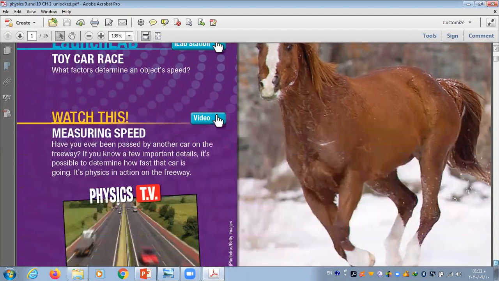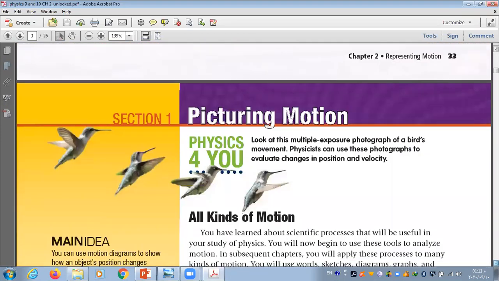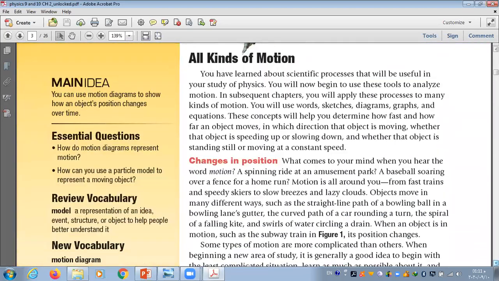Before we start, I want someone to remind us about the meaning of motion and the types of motion. So what is the meaning of motion? Who can remind us? Abdulaziz. Yes. Motion is when an object or a person changes its position over time. Excellent, Abdulaziz. Thanks a lot.